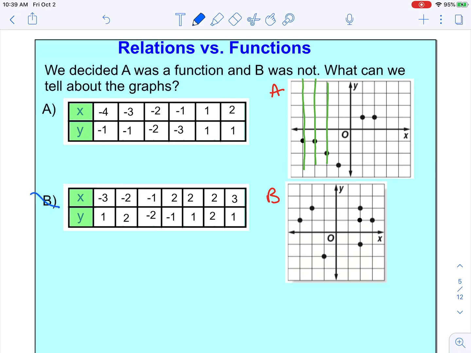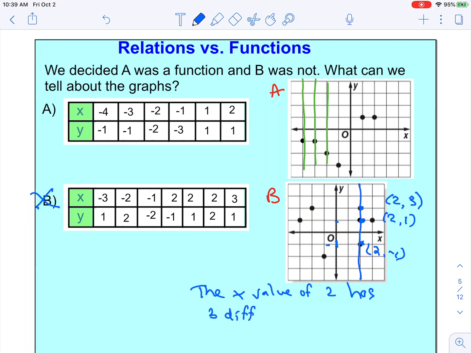But if you look at this one, that was not a function, notice that when x is 2, y has 3 different values. When x is 2, y is -1 for this ordered pair. And when x is 2, for this one, y is 1. And for this ordered pair, when x is 2, y is 3. So again, the x value of 2 has 3 different y values, not one exact. That's what I'm trying to explain to you. And it does not pass the vertical line test.